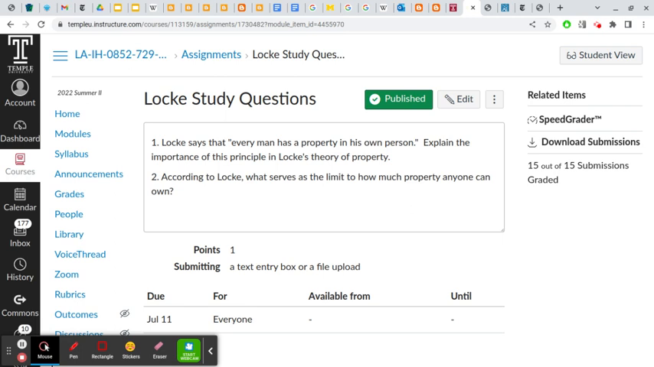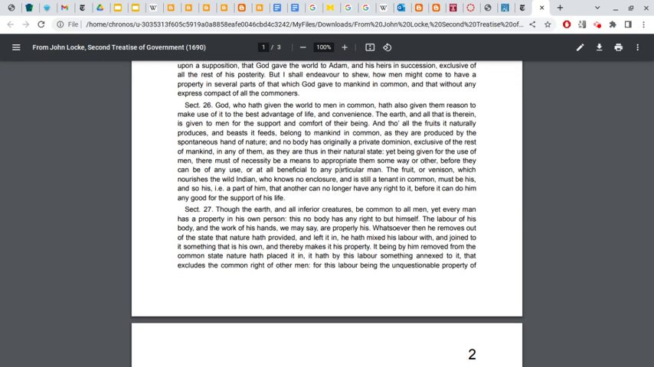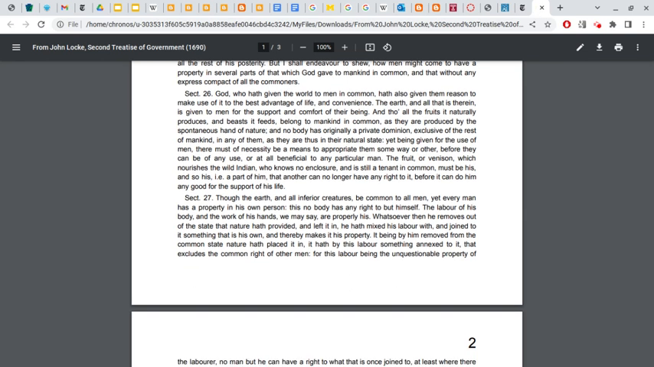Locke says that, quote, "every man has a property in his own person." Explain the importance of this principle in Locke's theory of property. If we look at the section here, this is section 27. "Though the earth and all inferior creatures be common to all men, yet every man has a property in his own person." That is, everybody owns themselves in some sense. "This nobody has any right to but himself."